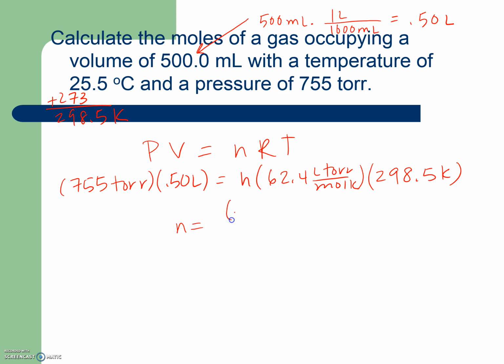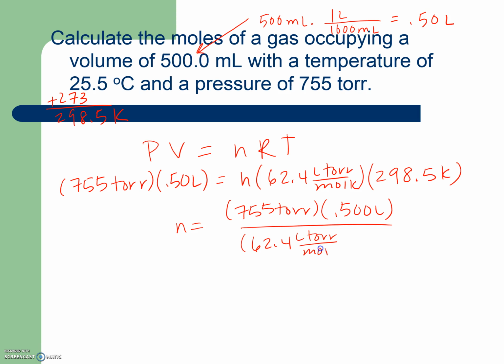N is equal to 755 torr, times 0.50 liters, divided by 62.4 liters torr over moles Kelvin, times 298.5 Kelvin. So N is equal to 0.203 moles. And that is the ideal gas law. So we have the combined gas law and the ideal gas law.